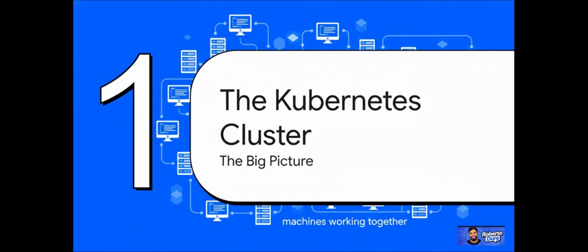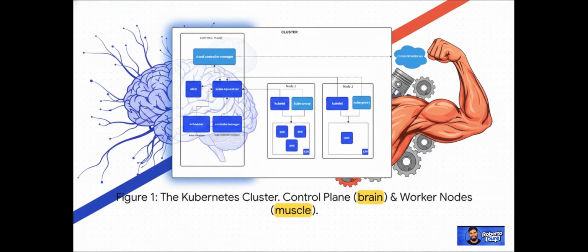What exactly is a Kubernetes cluster? Well, at its simplest, it's just a set of machines, which we call nodes, that are all networked together to act as one single, powerful computer for running your applications. And this diagram really shows you the fundamental design at a glance.